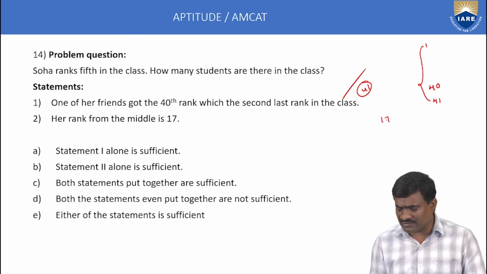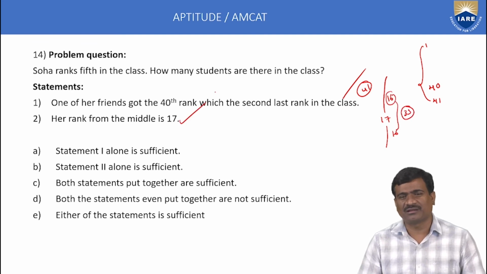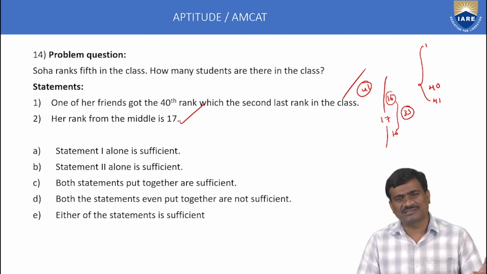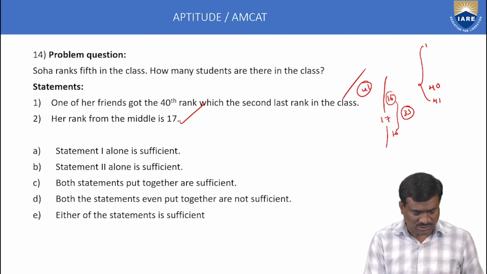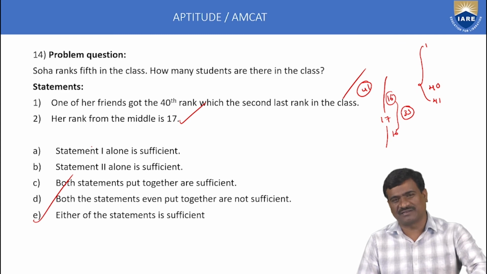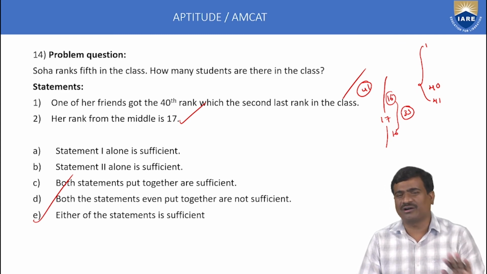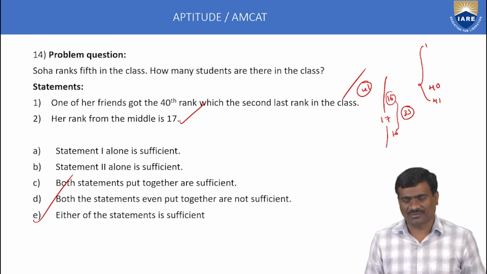Next, the second statement: her rank from the middle is 17. Before her, 16 are possible, and after her, 16 are possible. The total is equal to 33. So the second one is also possible. First one alone, second one alone, that indicates option A: either of the statements. Either statement 1 alone gives the answer, or statement 2 alone gives the answer. That option indicates either or.